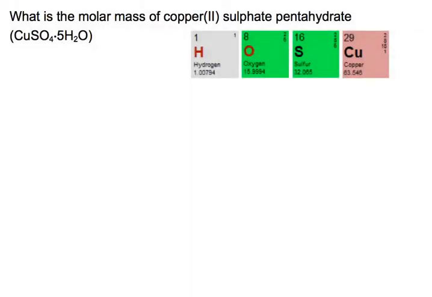And finally, what is the molar mass of copper(II) sulfate pentahydrate? Well, there's the formula: copper Cu, sulfate SO4, with charges of 2 plus and 2 minus, so copper(II) sulfate pentahydrate, 5 times water. This is a hydrated compound, a hydrate. And so when we do the molar mass, it is the sum of all the constituents, so the molar mass of copper(II) sulfate plus the sum of 5 times water.